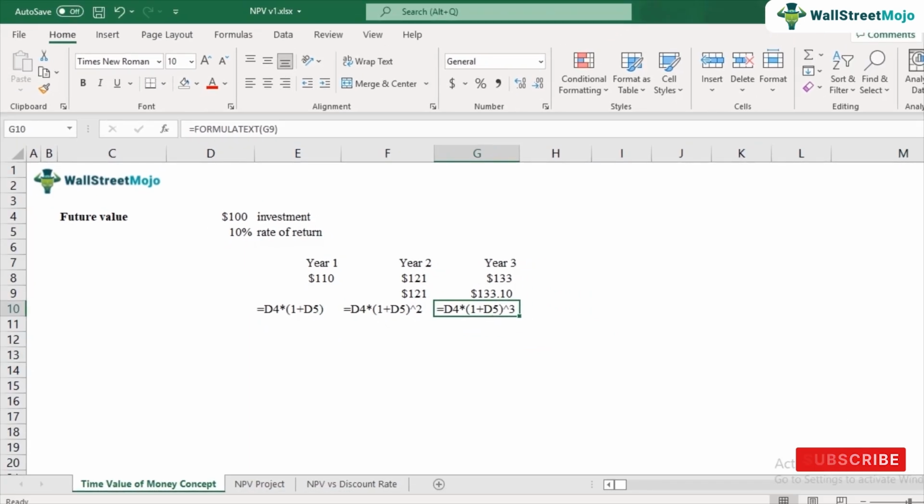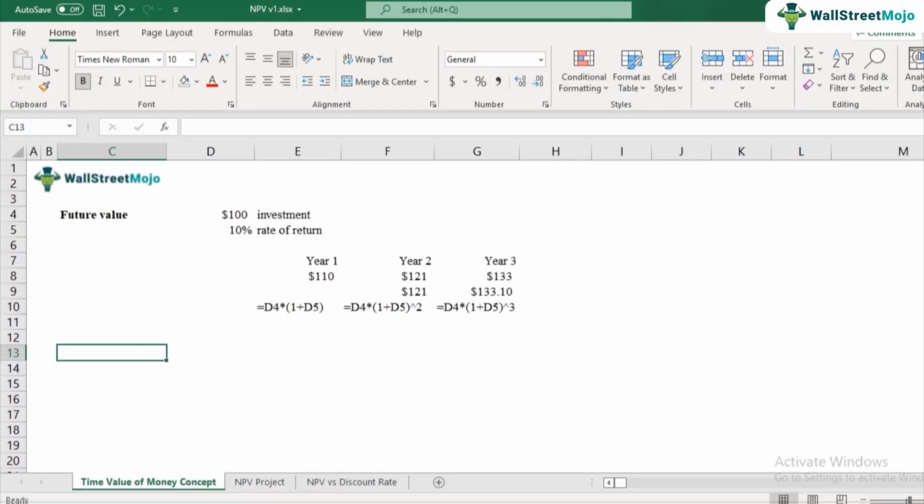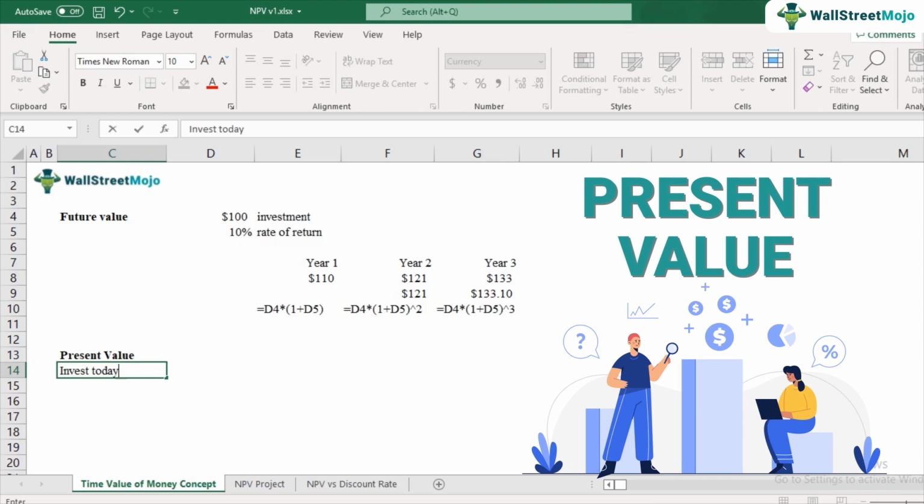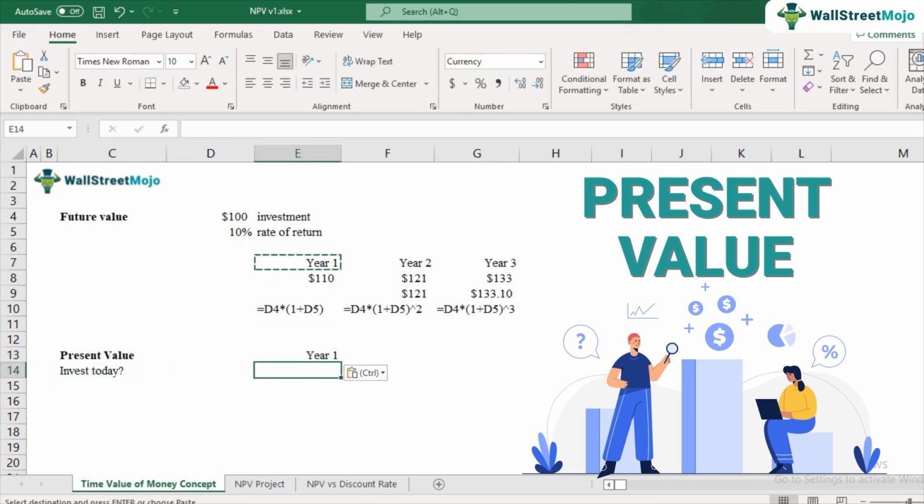Okay, so now that you have understood the future value, let's now move on to the present value concept. So present value is nothing but the total opposite of future value. In this case, what we are trying to understand is how much should we invest today in order to earn, say, $110 at the end of year 1. All right. So the question is clear, right? How much should I invest today so that I can earn $110 at the end of year 1, assuming that the rate of return is 10%.